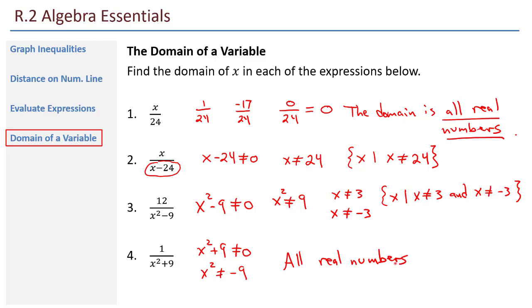Now, in some other courses, you might talk about complex numbers. We're not going to worry about those for now. We're only going to restrict our attention to real numbers. And there is no real number that could make that denominator 0. So the domain is all real numbers. Any number works. All right, so in this section we have talked about graphing inequalities, distance on the number line, expressions and evaluating expressions, and then the domain of a variable in an expression.